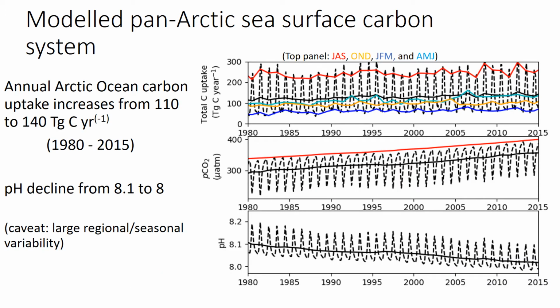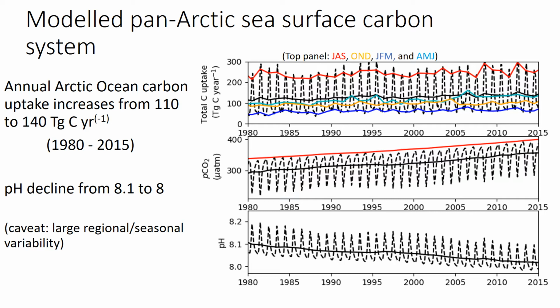Moving on to the carbon system, the upper figure shows in the black solid line the annual Arctic Ocean carbon uptake, which over the period covered increases from 110 to 140 teragrams carbon per year. The dashed line is the monthly average, and the different colors represent the different seasons, red being summer, blue being winter. The second figure shows PCO2 and the Pan-Arctic average in black, as well as the atmospheric value in red. And the lower figure shows the pH decline in the annual average from 8.1 to 8 over the period.